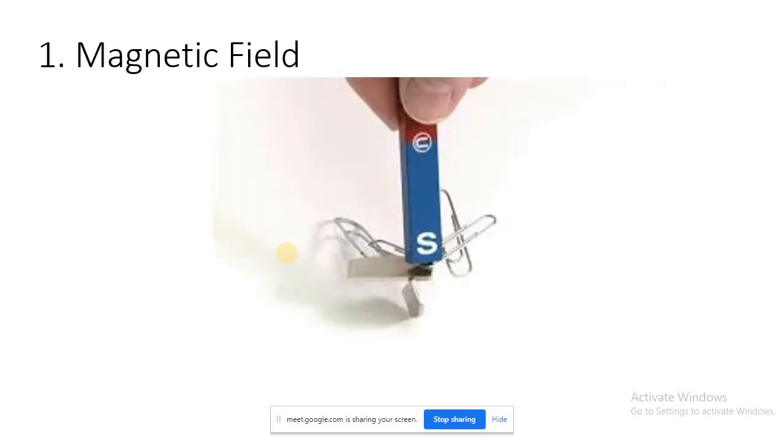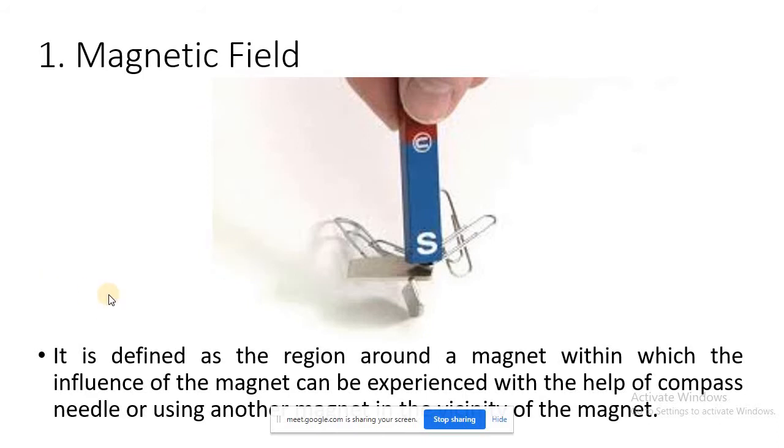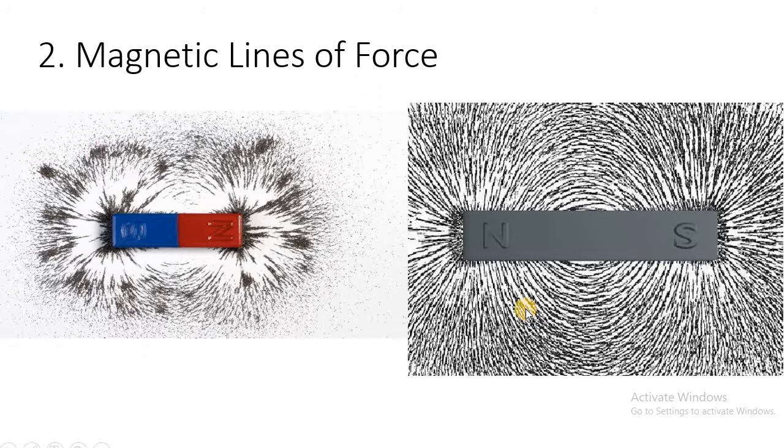In the magnetic field, we have seen it's a region around the magnet in which the influence of the magnet can be experienced with the help of a compass needle or another magnet in the vicinity of the magnet. It is the distance at which you can experience that the U-pins jump from the tabletop and attach to your magnetic tip. That is the example we discussed last time.